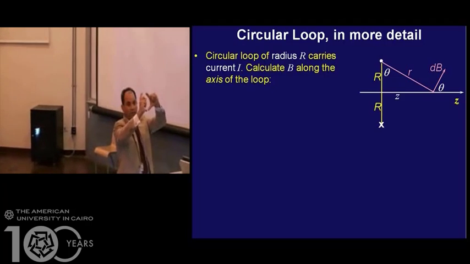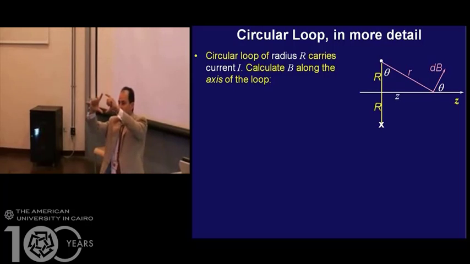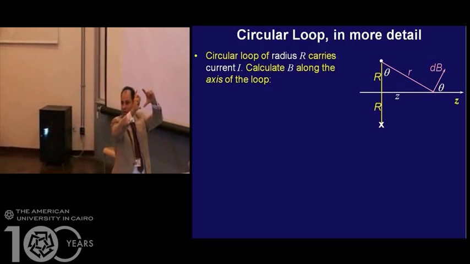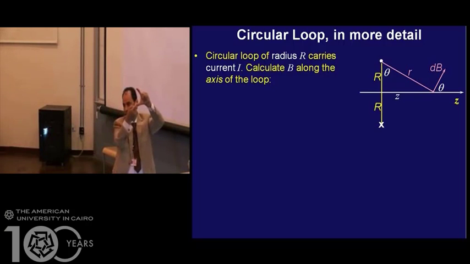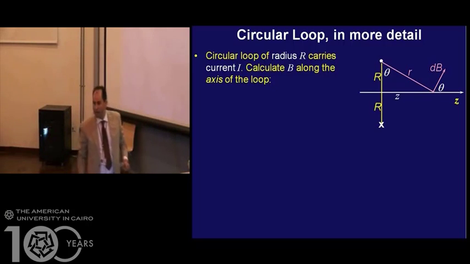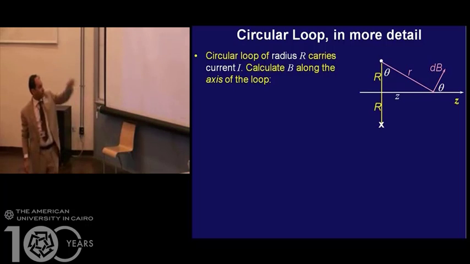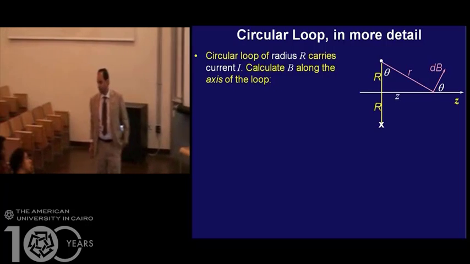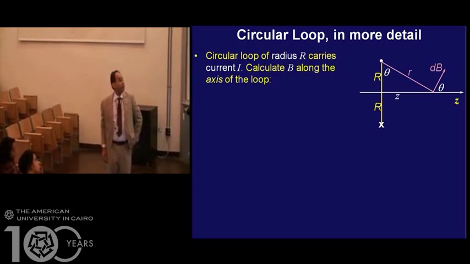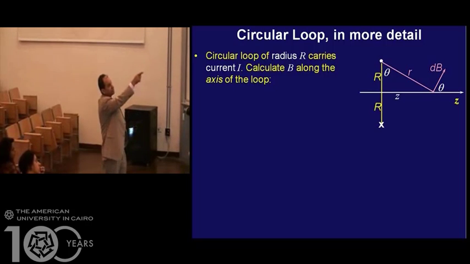This is the loop. I put it that way. If you look at my hand, the current is coming out from here and going in here. And I need to calculate the magnetic field somewhere in here. From the top it's coming out, and at the bottom it's going into the page. Now we need to find the magnetic field at that point somewhere in here.